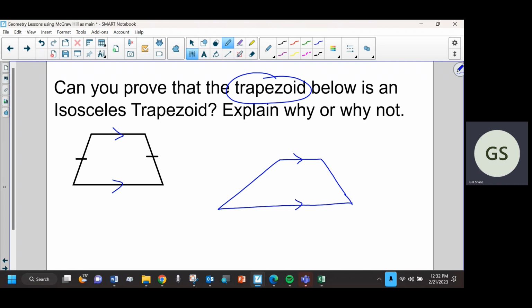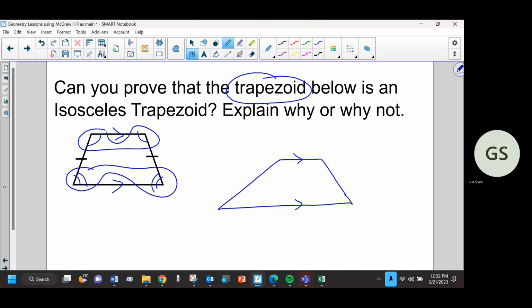Anyway, so once you know that, and then you know that you have two sides that are congruent, yes, you can now say it's isosceles. All I need is one additional piece of information. If I know I have two parallel sides, any one of these three things. So knowing that these are congruent, or knowing that these are congruent, or knowing that these are congruent. Any one of those three things is enough, as long as I know I have two parallel sides.